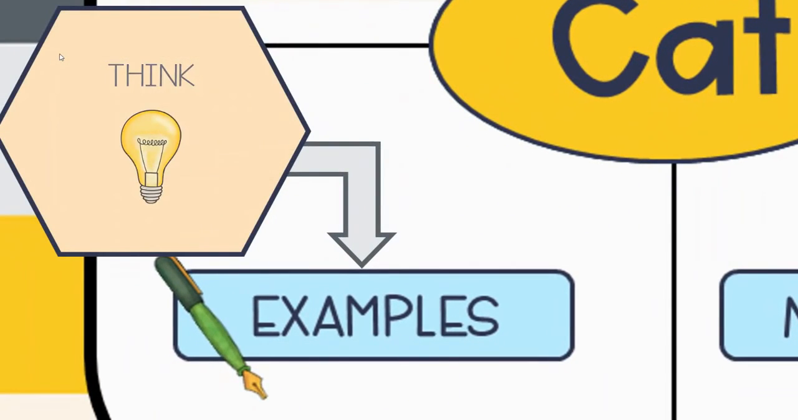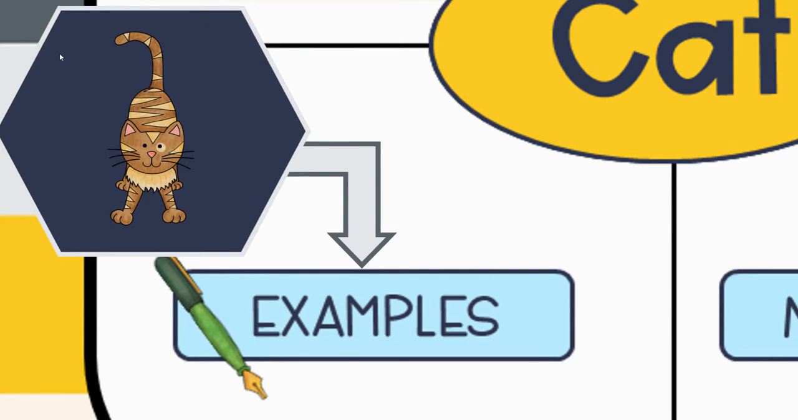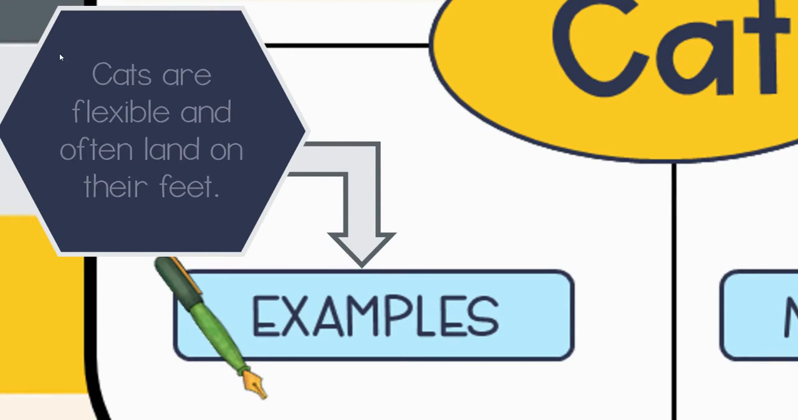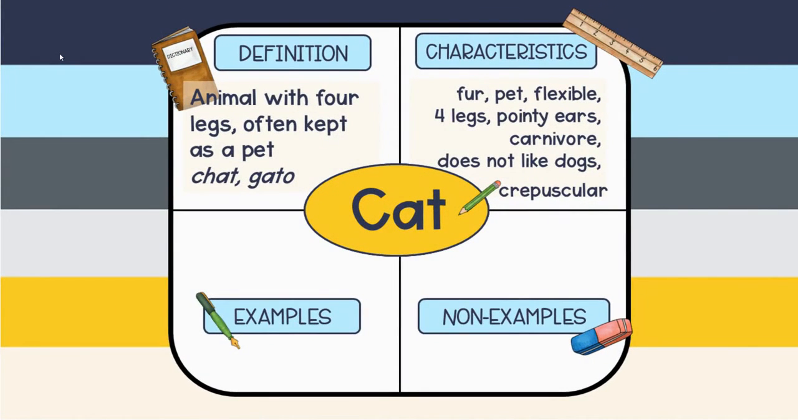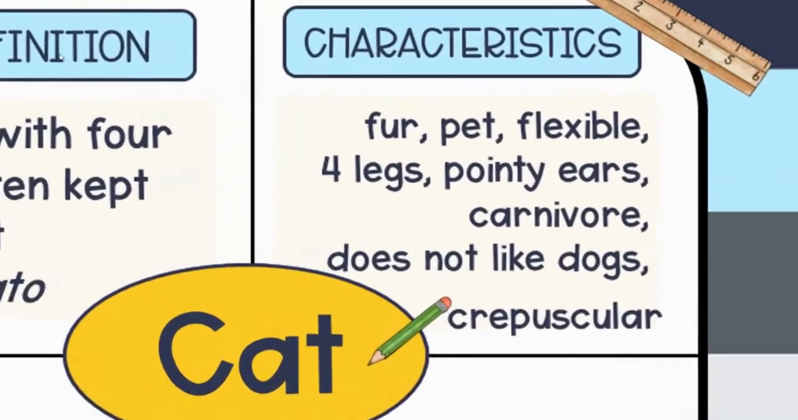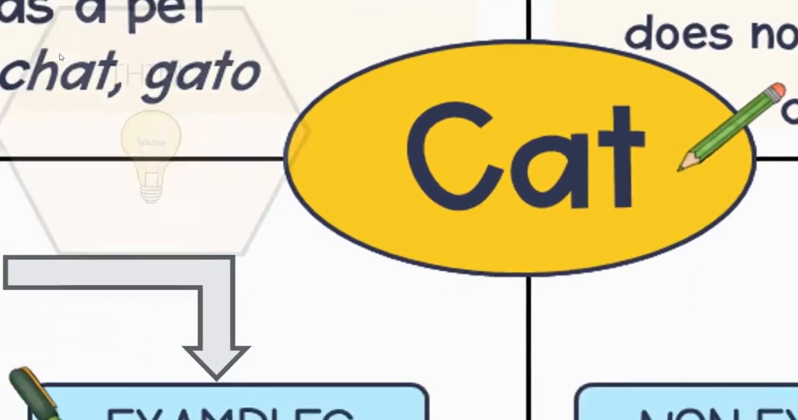Okay, let's do this again. We want to come up with as many examples as we can, so let's keep going. Here's a picture of a cat that comes to mind. This one looks like she just jumped down from something high up. They say cats always land on their feet. And so that reminds me, cats are flexible and often land on their feet. We're going to come over here to our characteristics and let's make sure we have something about that in our characteristics before we move on to the next example. Yep, there we go. We have the word flexible. So we're set on that.